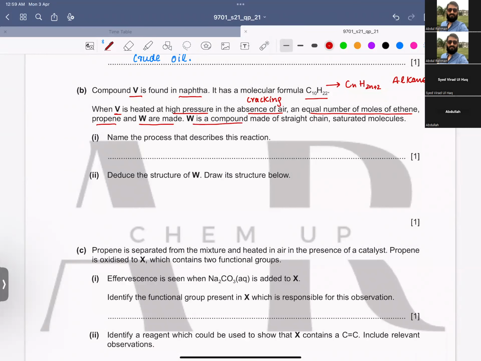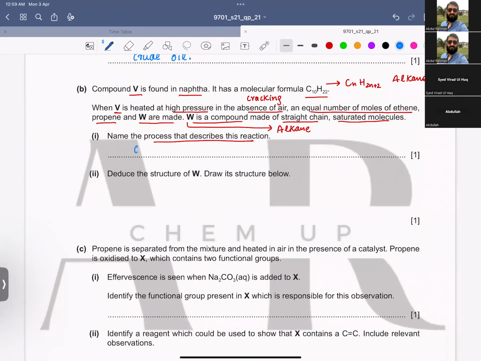W is a compound made of straight chain saturated molecule. So we got to know about W, that W is an alkane and a straight chain. Name the process that describes this reaction. So as we have discussed that it is cracking, so you may write cracking over here. Is this clear?